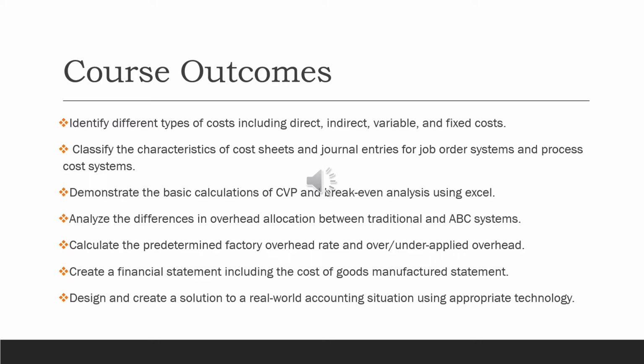And then in the third and final portfolio project submission, I was able to identify different types of costs, classify characteristics on cost sheets, and demonstrate the basic calculations of CVP and break-even analysis using Excel. I was able to analyze the difference in overhead allocations between traditional and ABC systems. And then I was also able to calculate the predetermined factory overhead rate and over-under applied overhead.